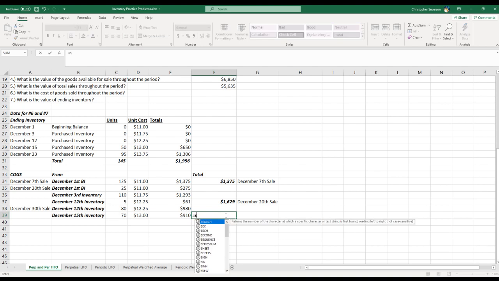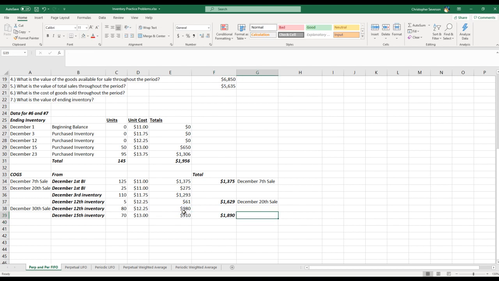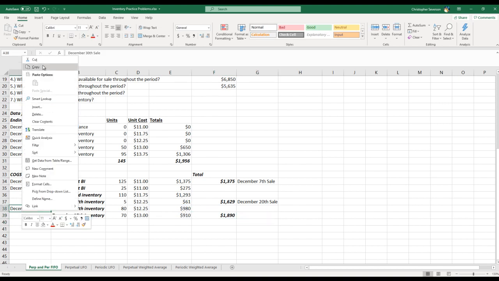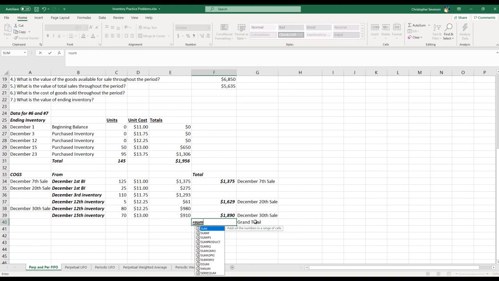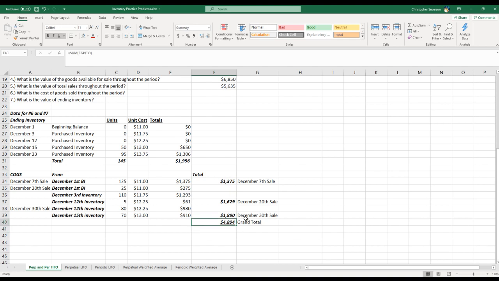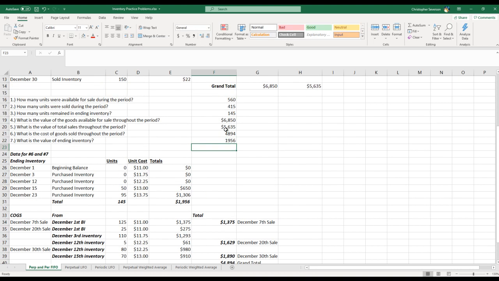Again, we can sum up the total cost for all of those. That's our December 30th sale. Now I'm going to do a grand total here. We have $4,894. So the total cost of goods sold throughout the period was $4,894. The ending inventory, which we've been updating, is $1,956. Again, those are dollar amounts.